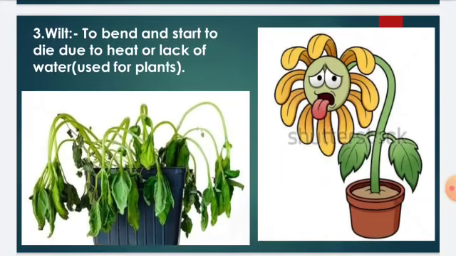Now the third word is wilt, W-I-L-T, wilt. The meaning of this word is to bend or start to die due to heat or lack of water. Wilting is mostly applied to plants when they do not get enough water. They wilt. In Hindi, you call wilting murjhana.